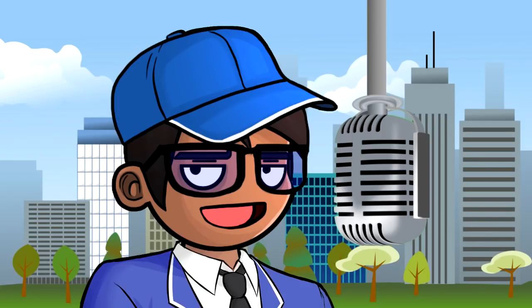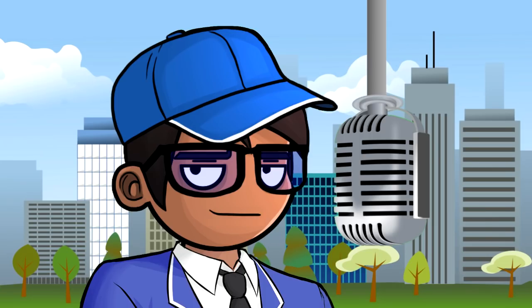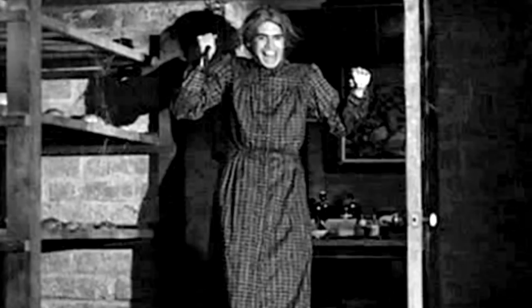And by the way, tweets are also not just limited to individuals because sometimes verified news organizations also push hateful garbage like this. Opinion: if you let boys be boys, they will murder their fathers and sleep with their mothers. That's right. Apparently, if you let boys be boys, they're gonna be the equivalent of Norman freaking Bates.